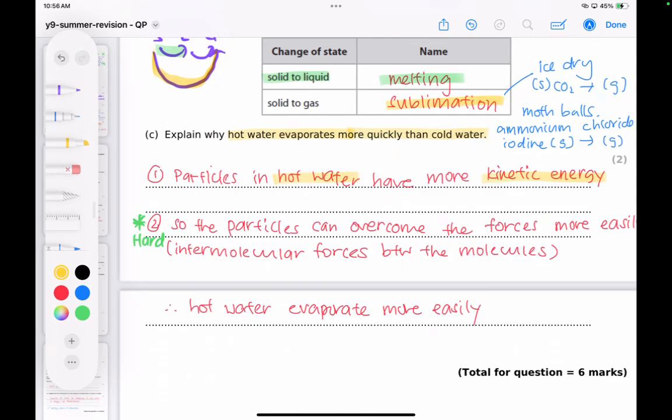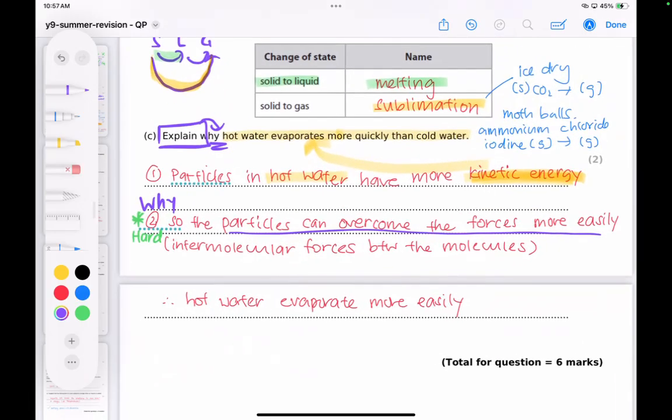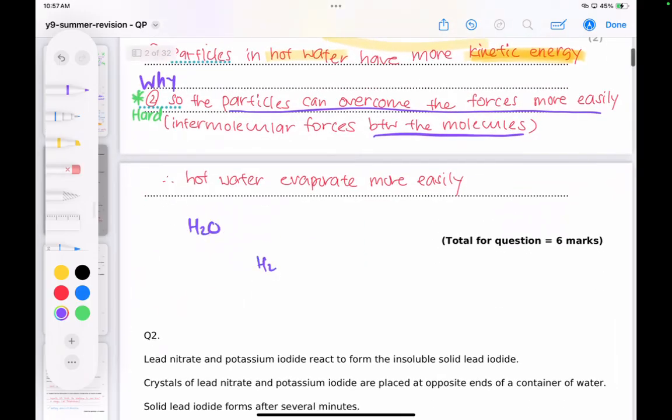So then how is this increase in kinetic energy linked to evaporation? So you need to explain the why. Okay, so every time you see the word explain, you need to answer the why behind it. Okay, so when particles have more energy, they will have more energy to overcome the forces between the molecules. Okay, so for example, if we have water molecules, and if they each have more energy, they will be able to overcome the forces, and these forces are referring to this.